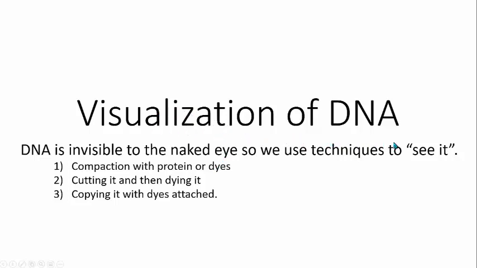You must always do something to DNA to make it visible to the eye. We either put proteins or dyes on it. We can cut it before we dye it with restriction enzymes or other methods, and we can copy it using dyes attached to it. All of those allow us to see it. But in any case, you always end up with a protein or a dye attached to the DNA so that you can see the DNA.